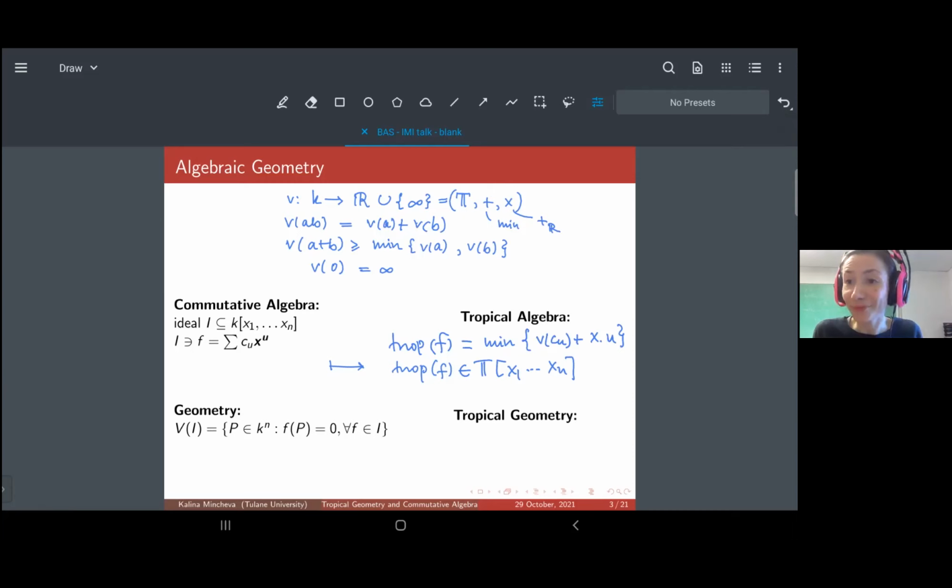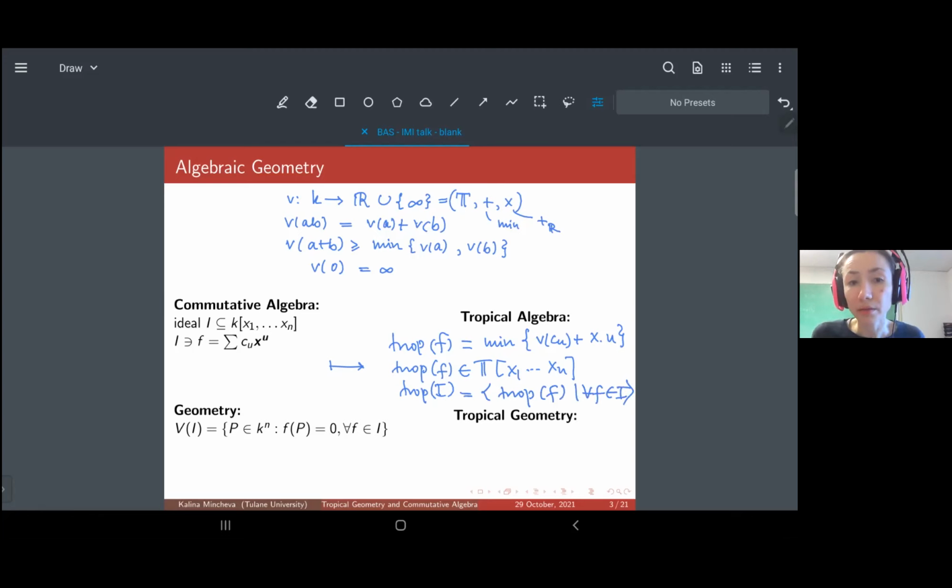If I want to do this for the whole ideal, I just need to do it for each polynomial in the ideal. So trop I is the ideal generated by these tropical polynomials.